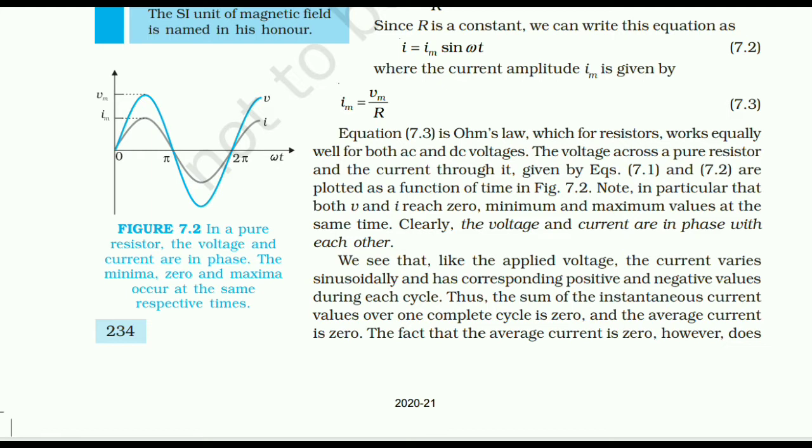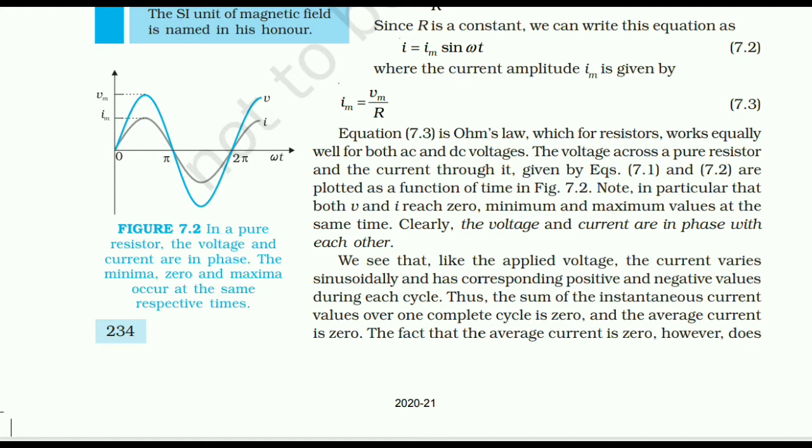The voltage across a pure resistor and the current through it, given by the equations, are plotted as a function of time. Note in particular that both V and I reach zero, minimum and maximum values at the same time. Clearly, the voltage and current are in phase with each other. We see that the applied voltage and the current vary sinusoidally and have corresponding positive and negative values during each cycle. Thus, the sum of instantaneous current values over one complete cycle is 0 and the average current is 0.